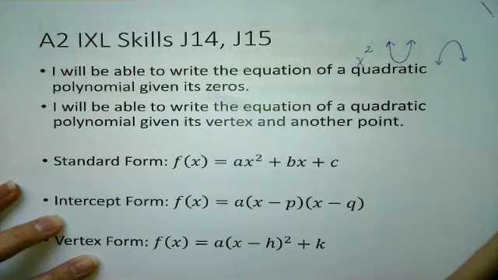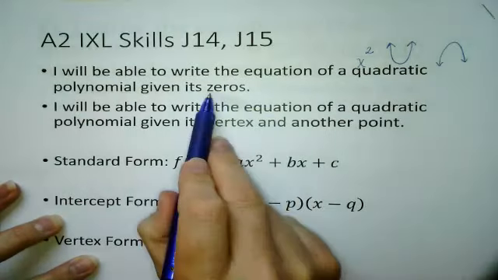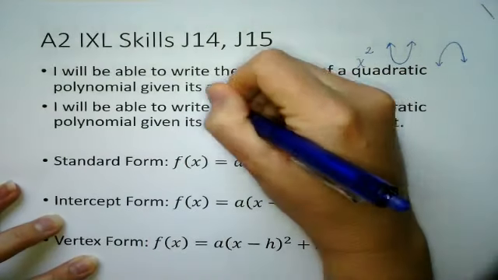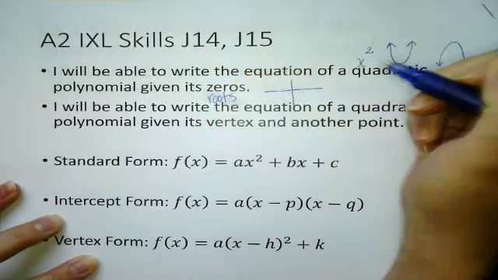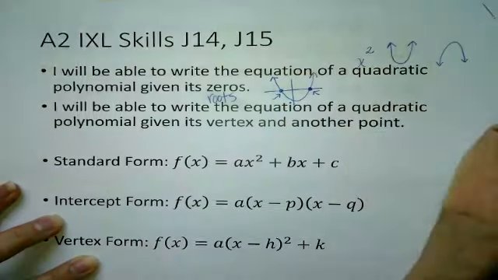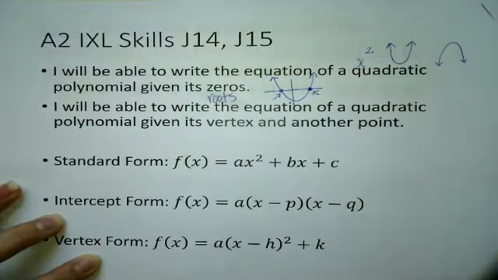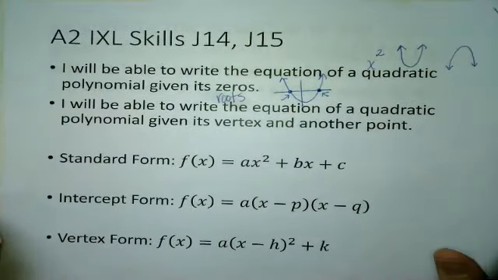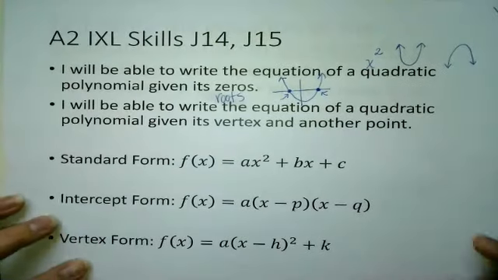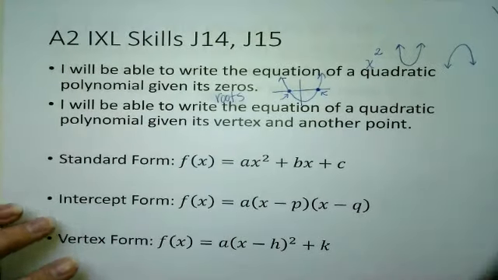And we're going to be writing equations given the zeros. The zeros of a function, also known as the roots of a function, are the x-intercepts, where the graph crosses the x-axis. So many times there are two zeros or two roots. And if we have those two roots, then it's actually really, really easy to write an equation.